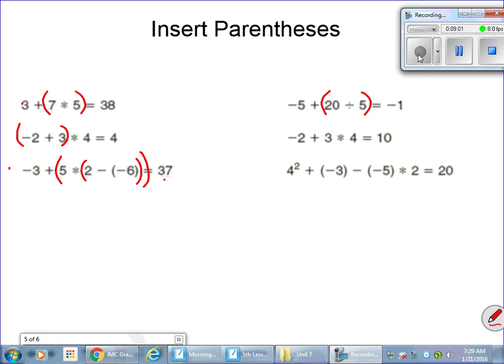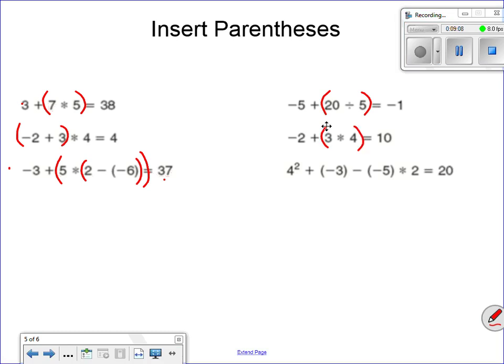This next problem, I have to get to a 10. I have a -2, a 3, and a 4. So to get to a 10, I have to get to a pretty big number. What if I did 3 times 4 and got 12? 12 plus this -2 would give me a +10.